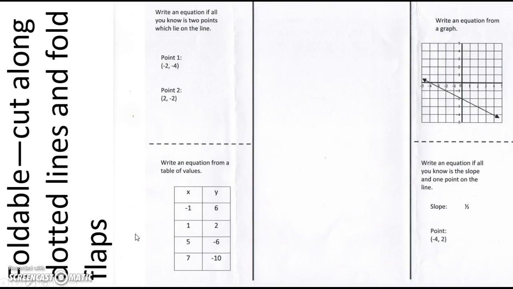Okay, the next thing we're going to do is a foldable. So this is what the paper looks like. What I need you to do in the next 30 seconds is quietly take a pair of scissors and cut on both of the dotted lines.